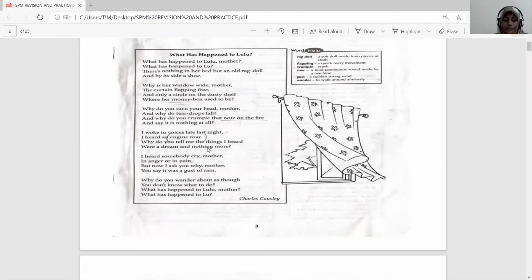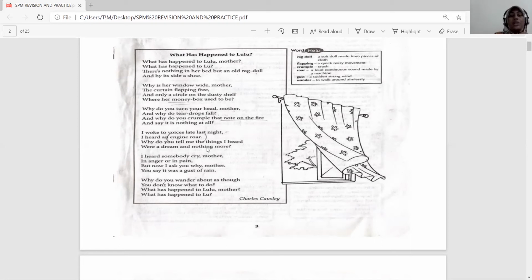In the fourth stanza, "I woke to voices late last night. I heard an engine roar. Why do you tell me things I heard were dream and nothing more?" All right. So the persona starts not believing the mother. The first evidence was the voices that he woke to last night. All right. The car, exactly.